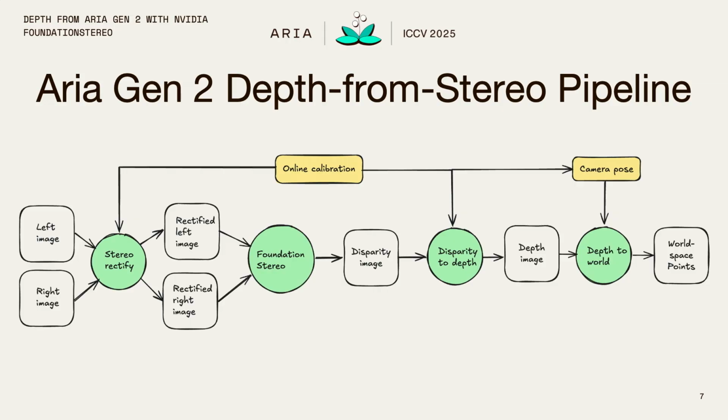Overall, this is the full pipeline that we run. We take the images from the left and right CV cameras, we rectify them, run FoundationStereo, and then we get a disparity image out. This image is then converted back to depth, and then finally we can convert this to a world space depth map or a 3D point cloud. The two yellow boxes in here represent data that we collect on the device, which is the online calibration, which updates the intrinsic and extrinsic camera parameters, as well as the camera pose that comes out of the VIO system.